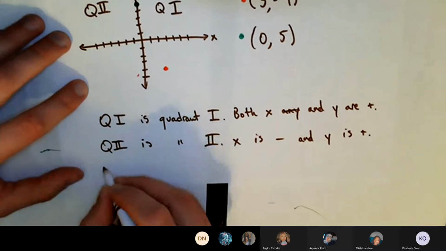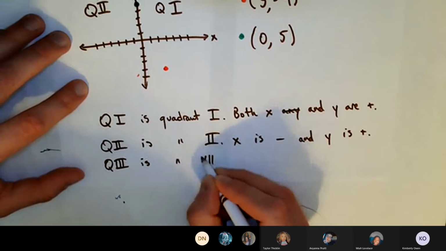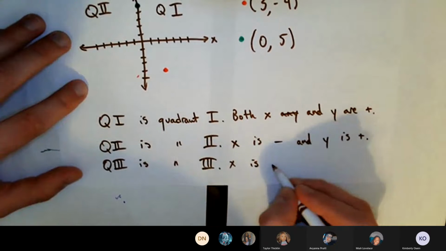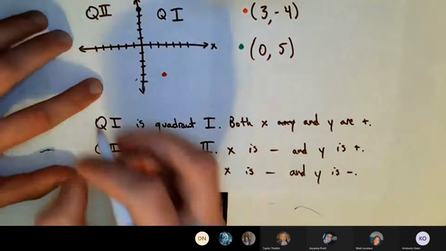Okay, now moving on to quadrant 3. They're both negative here. That's right. And y is negative. So quadrant 3, they're both negative.